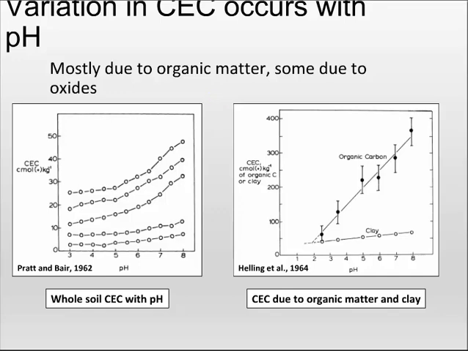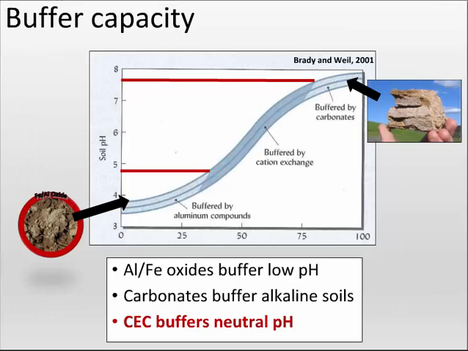So buffer capacity isn't exactly constant in all soils. This is a diagram from good old Brady and Weil. I haven't updated my copy since 2001, but this is why I tell most people, if you look between about a pH of 5 to 7.5, buffer capacity is dominated by cation exchange within this range.